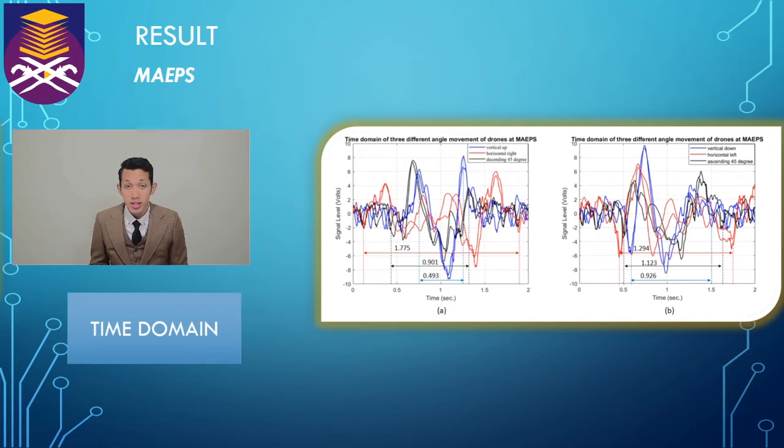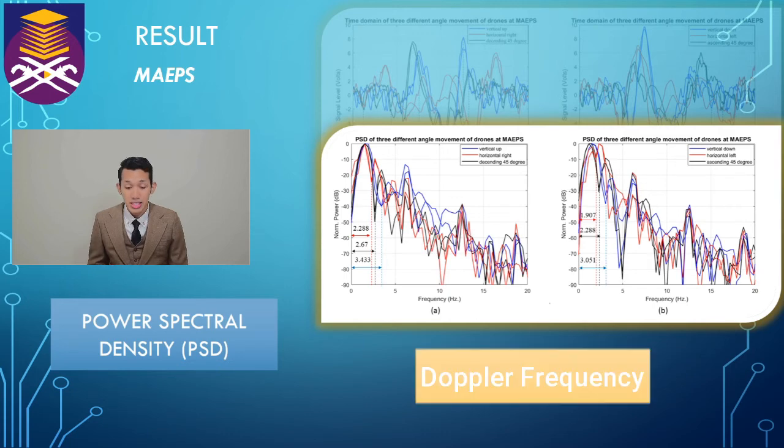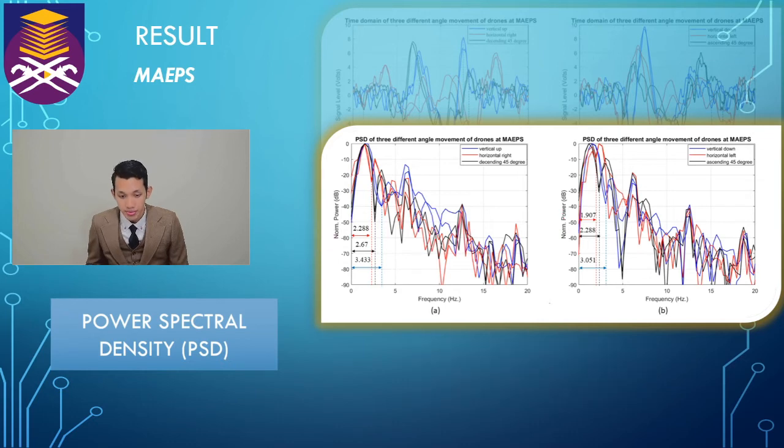Moving to the PSD, this power spectral density is a conversion from the time domain to the frequency domain. As we know from the frequency equation, as the time taken increases, the frequency decreases. So in this Doppler frequency, the horizontal right and horizontal left have the highest time taken, so they have the lowest frequency, as shown in this figure.